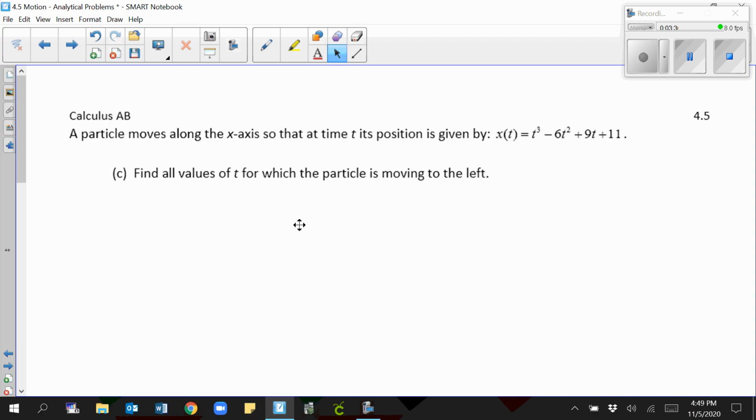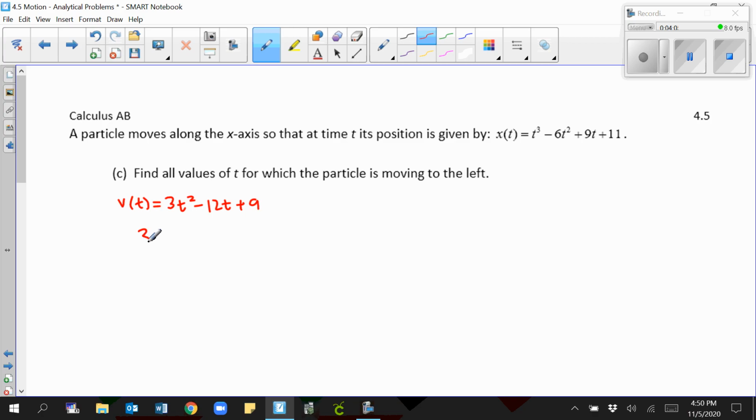So our particle is moving to the left when our velocity is negative. So what I'm going to do is I'm going to find when my velocity is equal to 0, and then I'm going to plug in some numbers on either side of those to figure out when my velocity is negative. So my velocity equation from part A, the velocity is equal to 3t squared minus 12t plus 9. So I'm going to figure out when 3t squared minus 12t plus 9 is equal to 0.